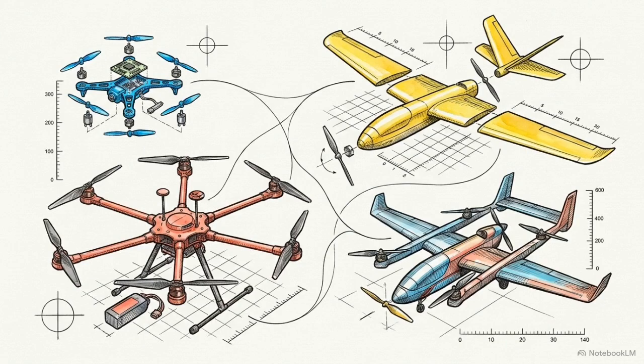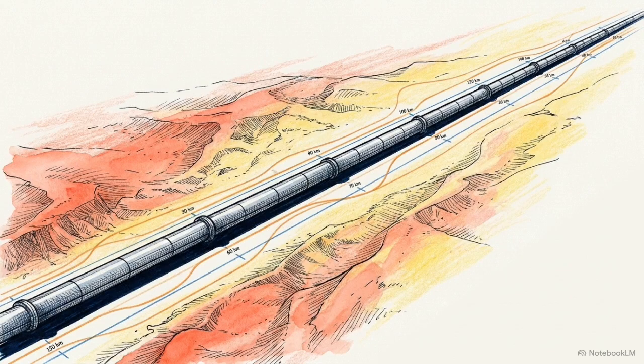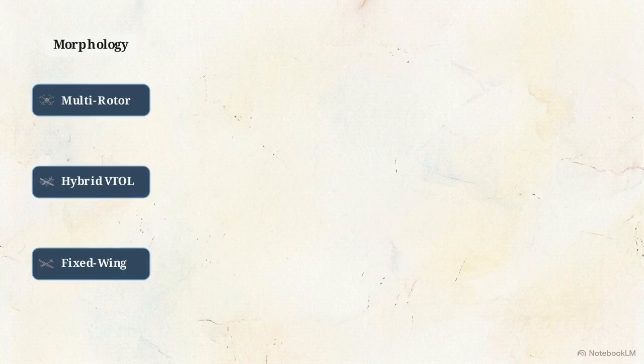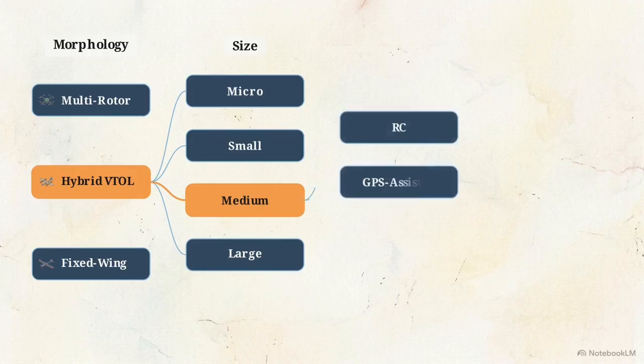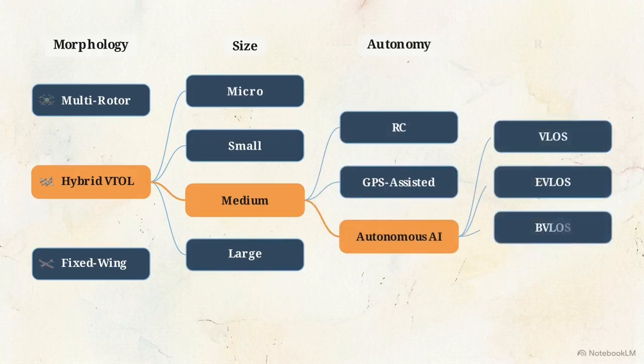Consider the requirement to continuously inspect 150 kilometers of remote energy pipeline using heavy thermal imaging sensors. The decision tree for this mission identifies a hybrid VTOL for its range and takeoff capabilities. The mission requirements dictate a medium size to carry the thermal sensors, which provides the payload capacity for autonomous AI and enables beyond visual line of sight range.